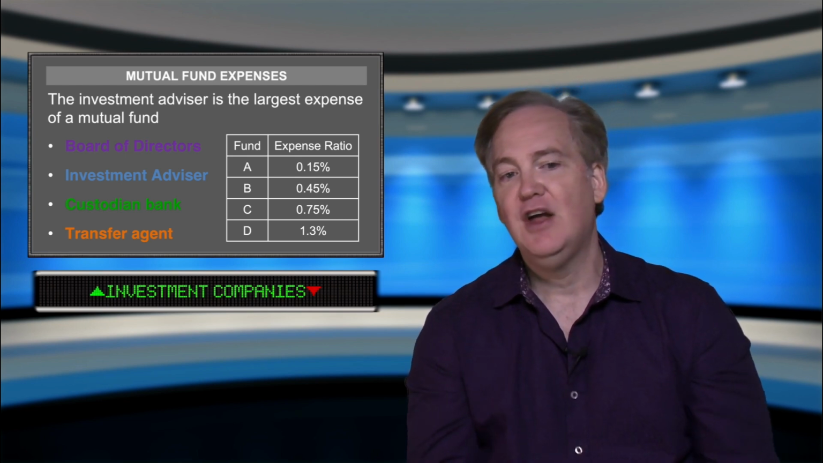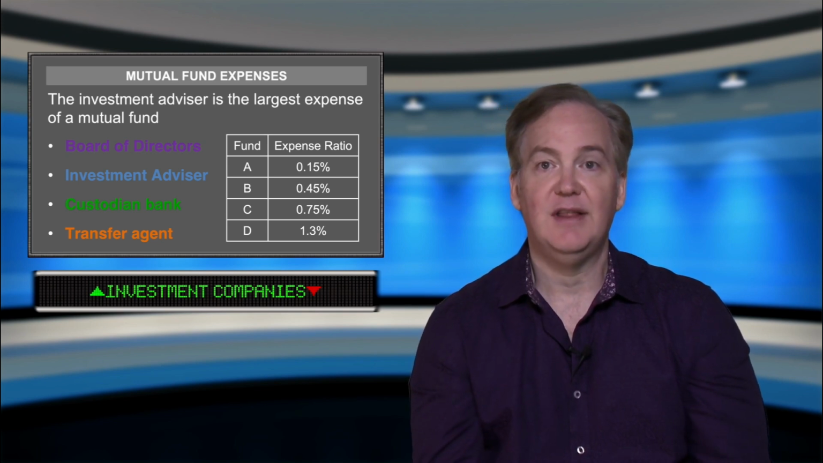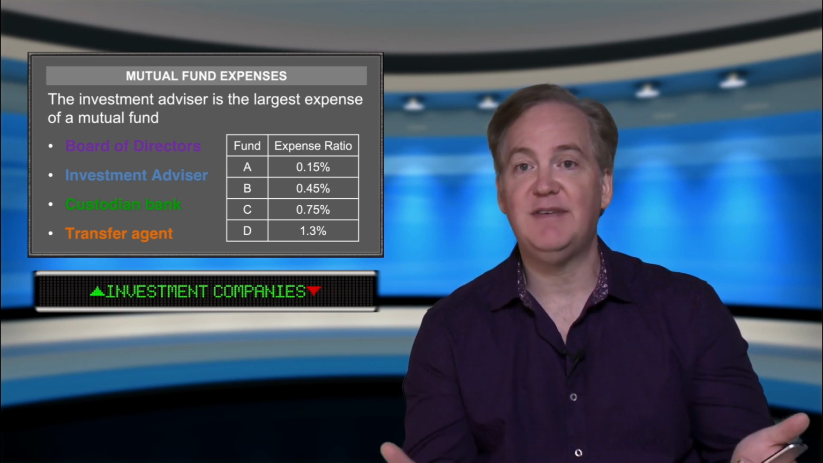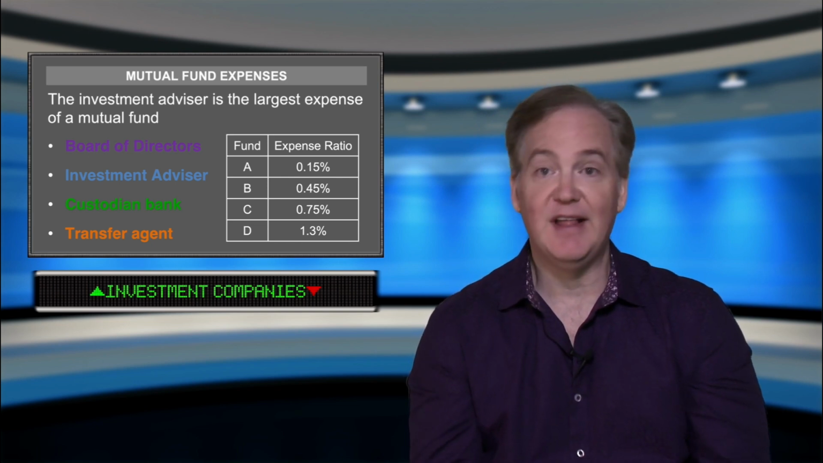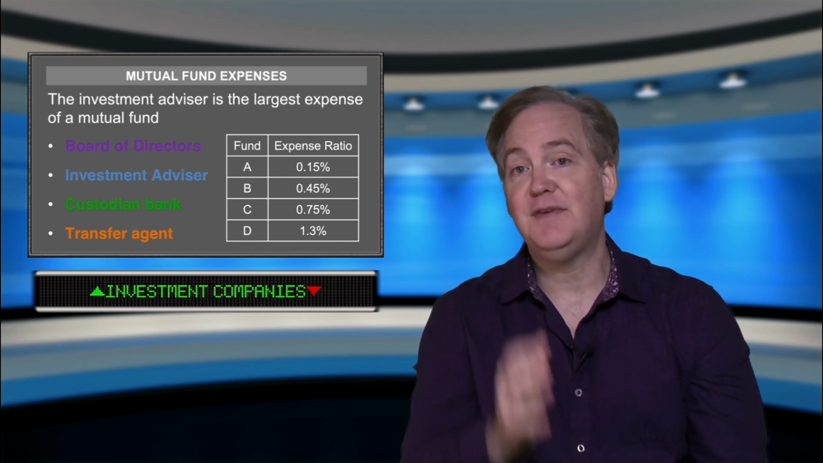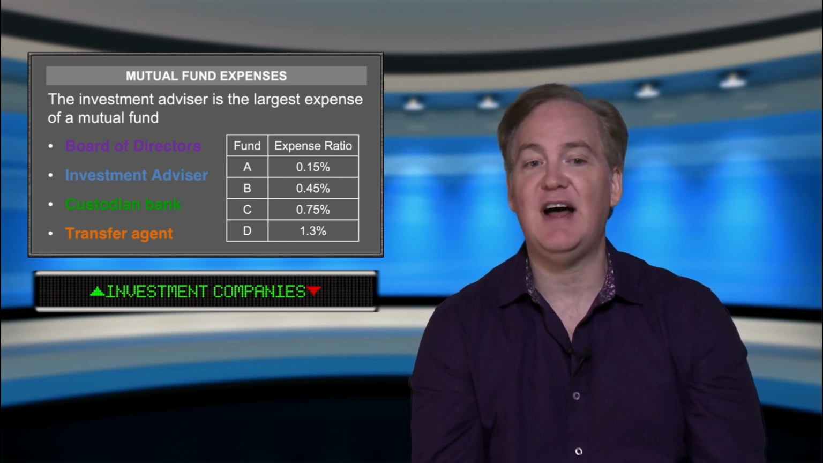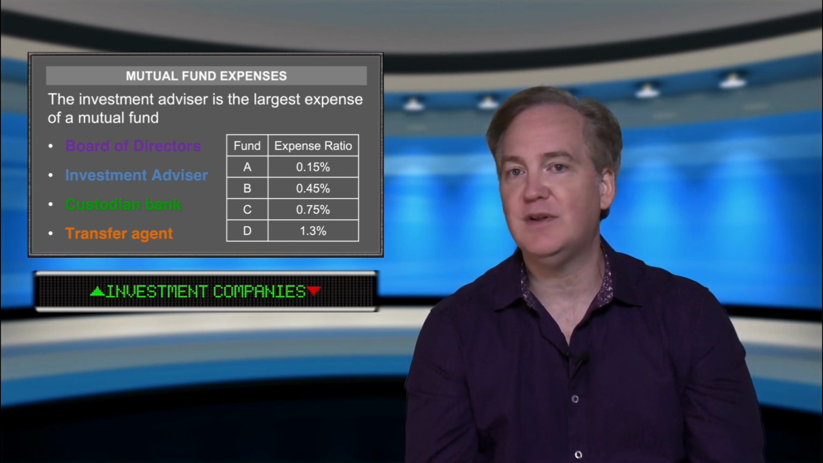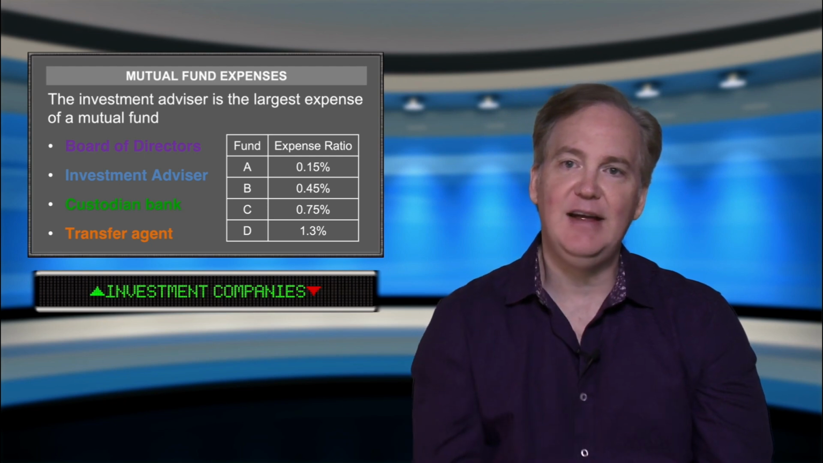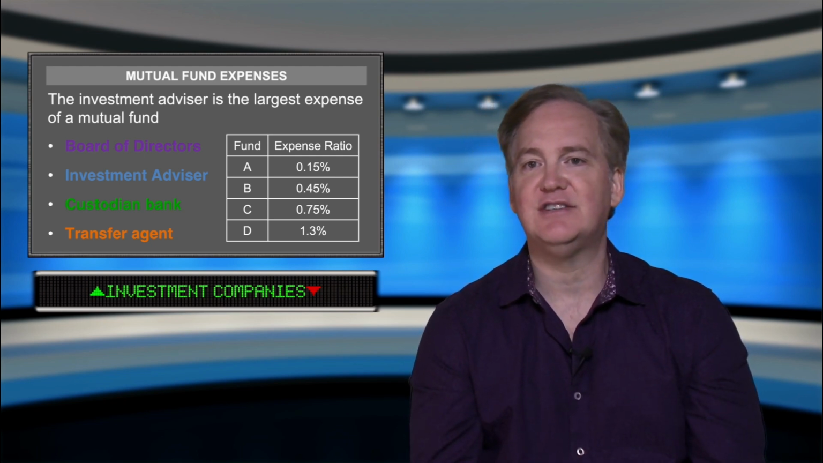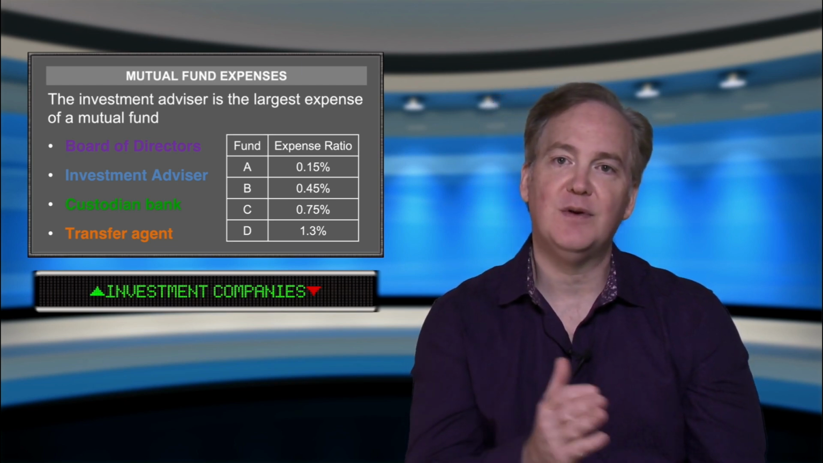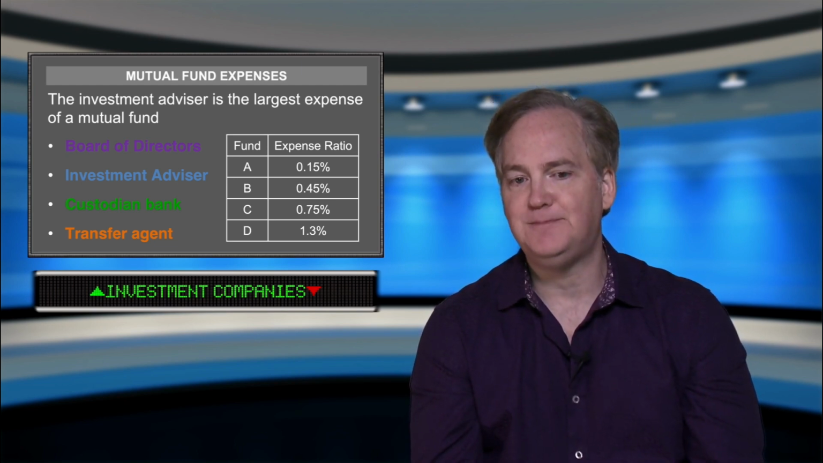You have the board of directors. They get paid. You have the investment advisor. That is the biggest expense of the mutual fund company. They certainly get paid. Their fee is always a percentage of the net asset value. The custodian bank safeguards the portfolio for the mutual fund, and they are paid for that service. The transfer agent handles name changes, issues and redeems shares, and they are paid for that service as well.